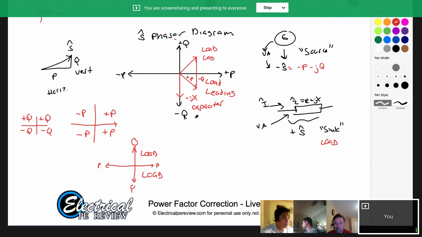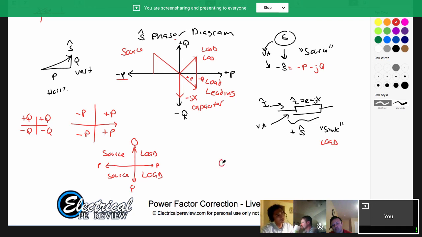is it a load or is it a source? Source. Bingo. So how about this? If I'm up here now, let's look at what we got. I've got a positive Q and a negative P. Is this a source or a load? Source. How can we tell? Negative P. It's delivering watts, right? Yep. But I've got a positive Q. Is that a leading or a lagging load? Careful. Lagging. Careful. Let's look at that.